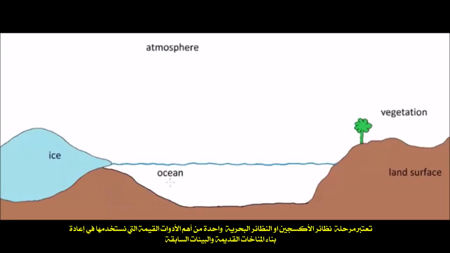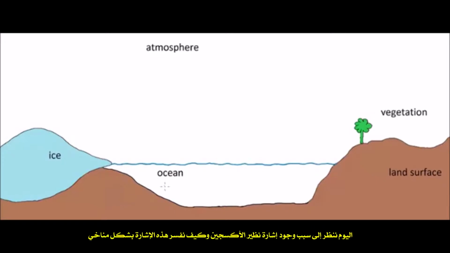Oxygen isotopes are one of the most important and valuable tools we use in reconstructing paleoclimates and past environments. Today we look at why the oxygen isotope signal exists and how we interpret this signal climatically.